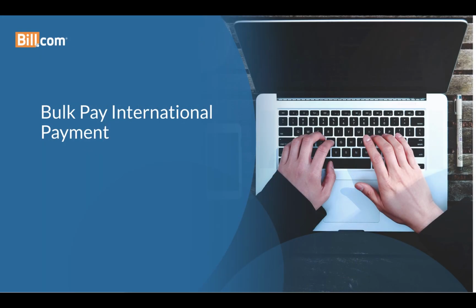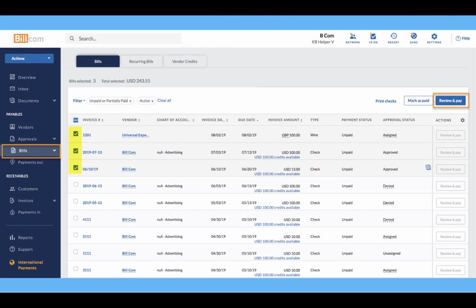International wire payments can be seamlessly included in your bulk pay workflow right along with domestic payments. Let's take a look at how this works. From the Bills page in the left navigation pane, you're presented all available bills to pay, where bank-verified users with pay permissions can select multiple bills to pay at once, or bulk pay, including any for your international vendor.